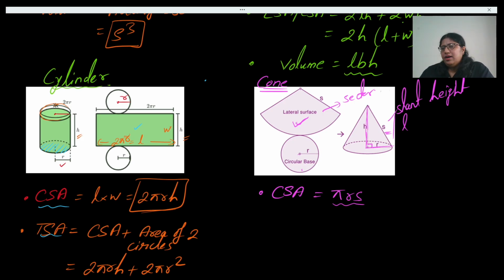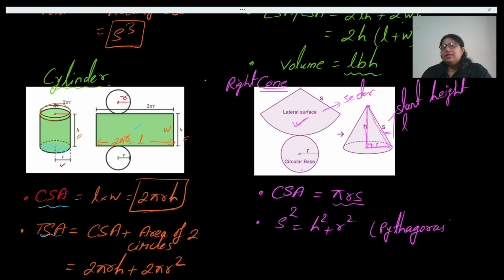There is the Pythagoras theorem you can apply, because there is a relationship between perpendicular height, slant height, and radius. So how can we take it here? Because this is called a right cone also. Why do we call it a right cone? Because the vertex of the cone and the center of the bottom make a 90-degree angle. So what else do you have to remember? S square equals h square plus r square. We're using the Pythagoras theorem, and you use it in many cases to calculate any unknown length here.